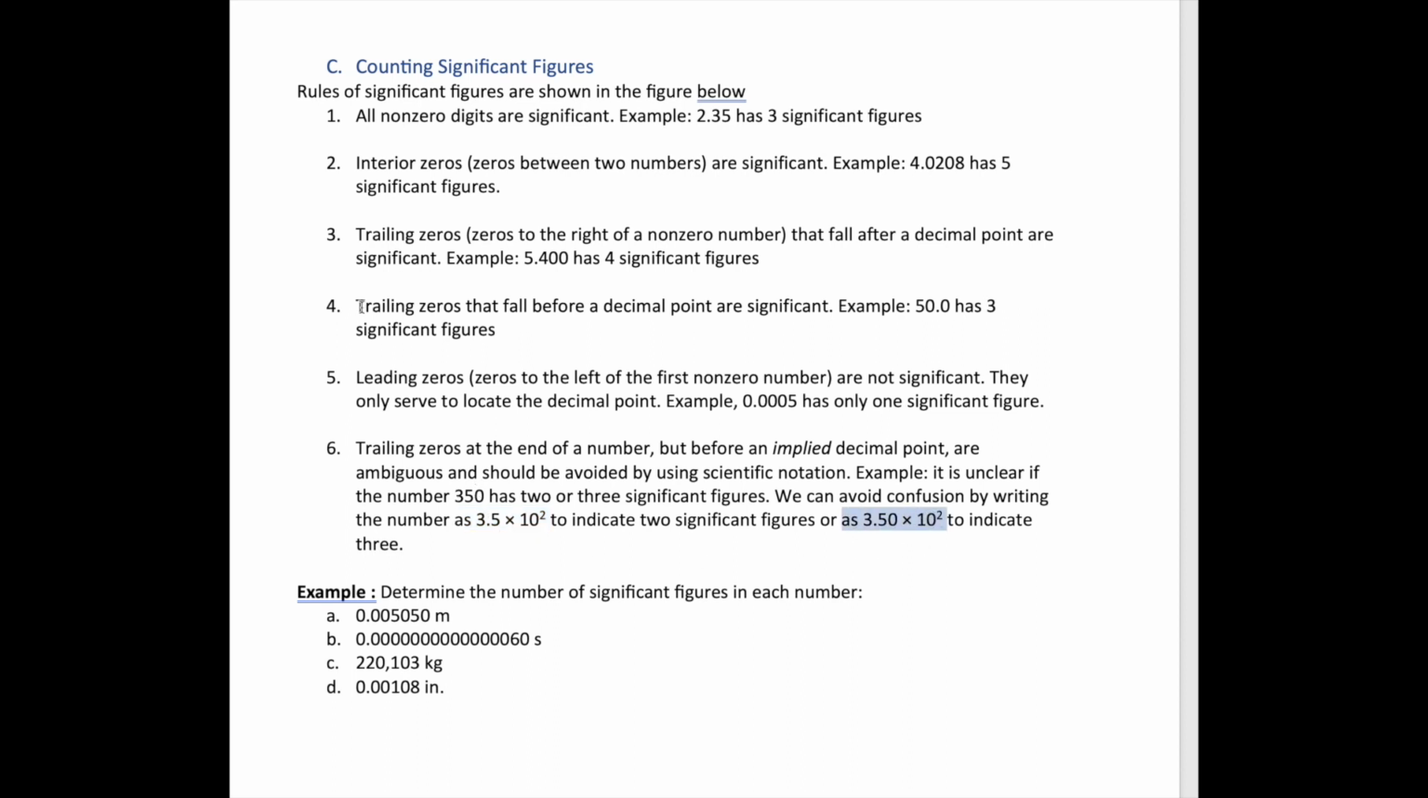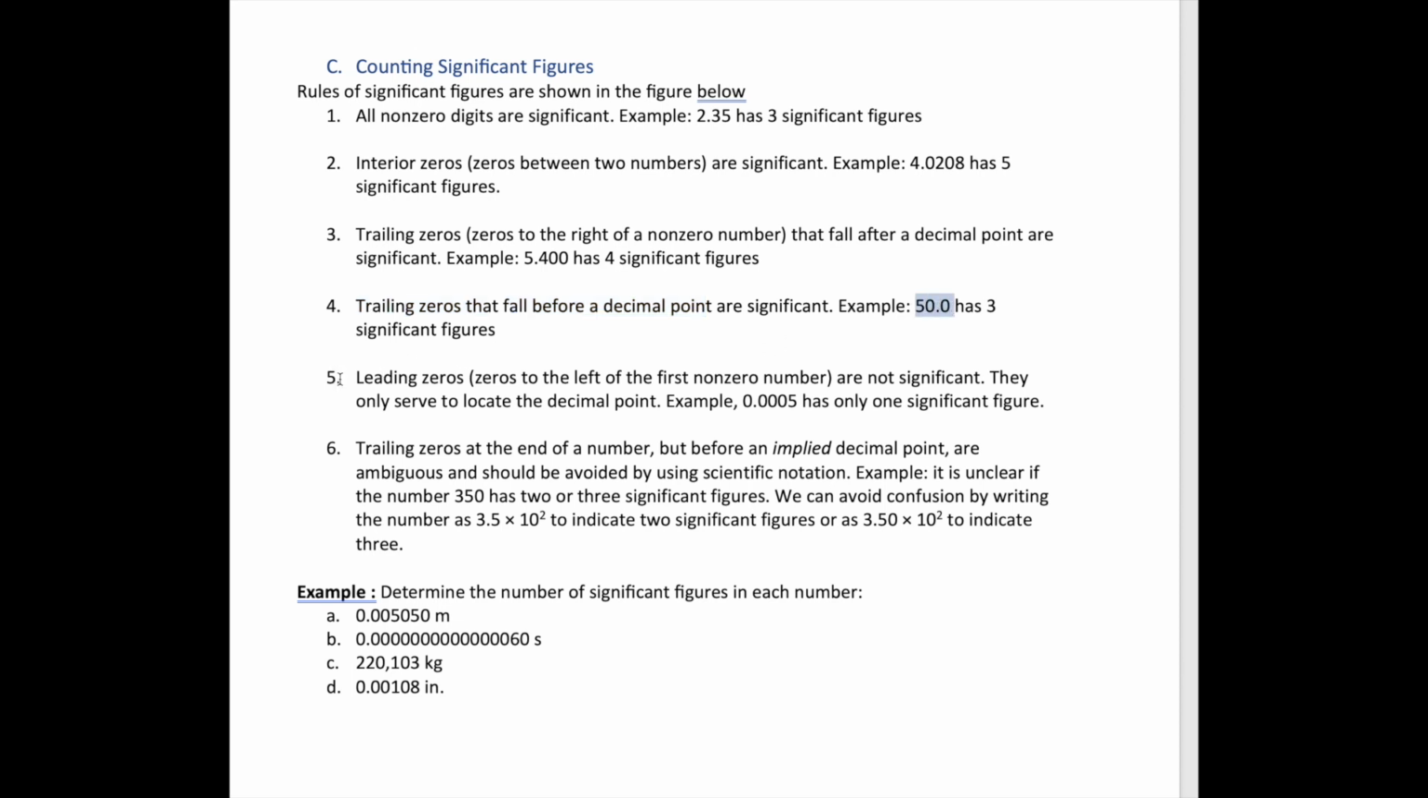Now here's another trailing 0 situation. Trailing 0 that fall before a decimal point. Okay, so again, if you have a decimal, then you always count it. So for example here, 50.0. The ones that are after the decimal point is significant. What about the 0 in the middle? Well, you can think of that 0 in the middle as being between 2 significant figures. So therefore that third one must also be significant. So 50.0 would have 3 significant figures.